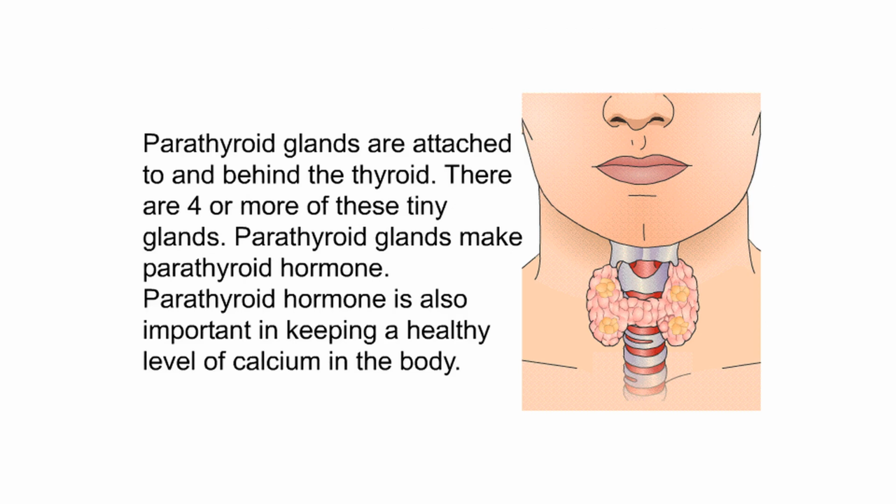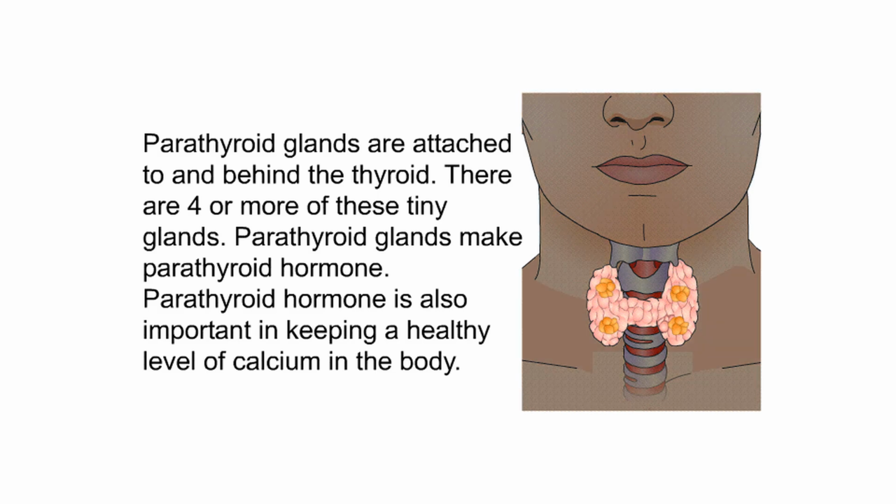Parathyroid glands are attached to and behind the thyroid. There are 4 or more of these tiny glands. Parathyroid glands make parathyroid hormone. Parathyroid hormone is also important in keeping a healthy level of calcium in the body.